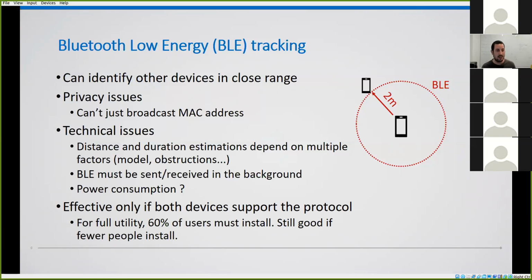At the beginning, there was a magic number of 60% of the users who must install it. But even the original paper stated it's still useful if only a few people install. There's a large amount of recent work that tries to actually quantify what the current solutions actually gave, especially the Google and Apple exposure notification, and they claim that they actually saved a very large number of people, which is of course good.